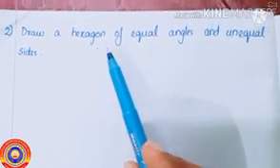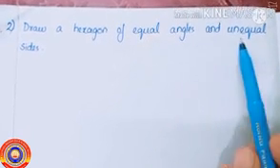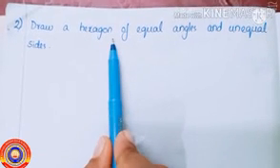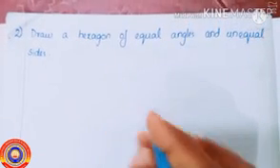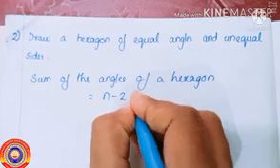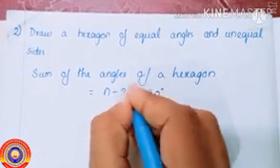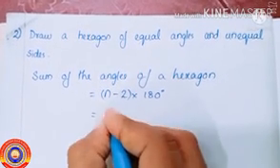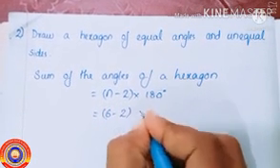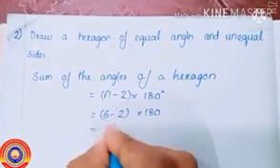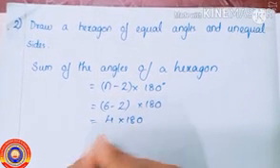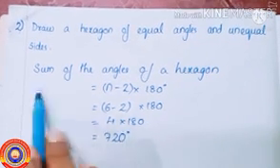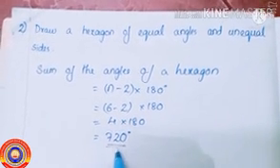Second question, draw a hexagon of equal angles and unequal sides. So here, hexagon is given. First, we can find the sum of the angles of a hexagon. Sum of the angles of a hexagon is equal to (n-2) into 180 degree. Hexagon has 6 sides, that is (6-2) into 180 degree. 6 minus 2 is 4. 4 into 180 degree is equal to 720 degree. Here the sum of the angles is 720 degree.